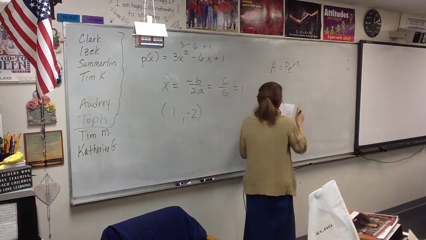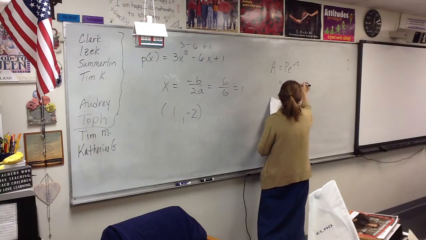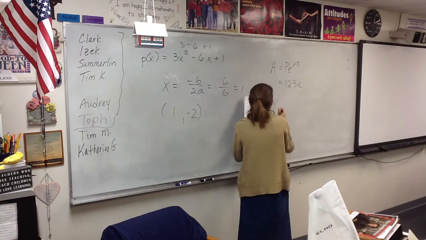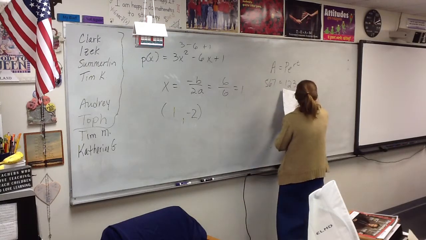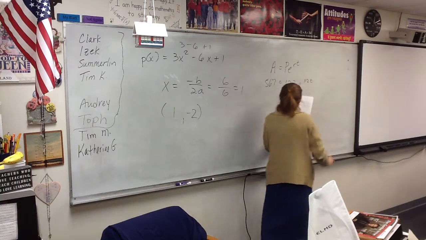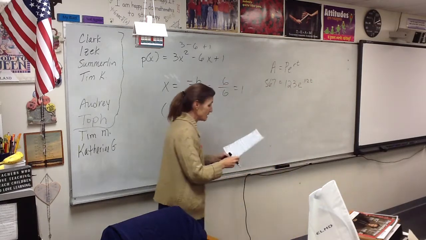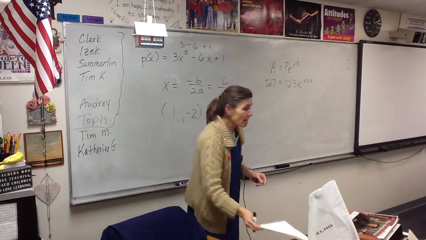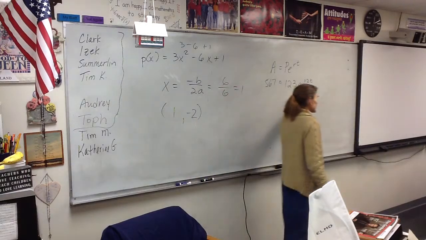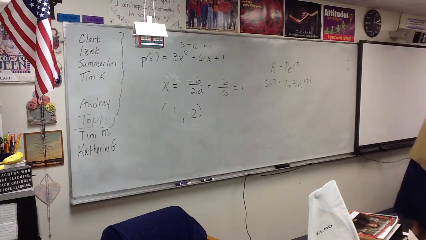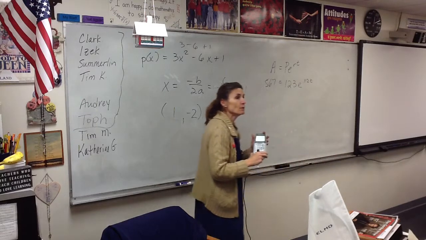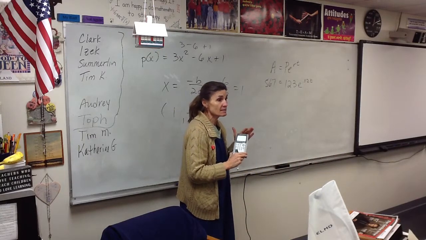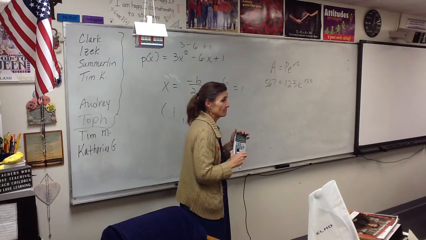So I want 123 of them, so I'm starting with 123, going to become 567, and the growth constant is 0.112, and I want to know how long it's going to take. Now notice that when I put my growth constant, whether it's an interest rate or a decay rate or whatever it is, when I put it into my equation, I put it in as a decimal, not as a percent.